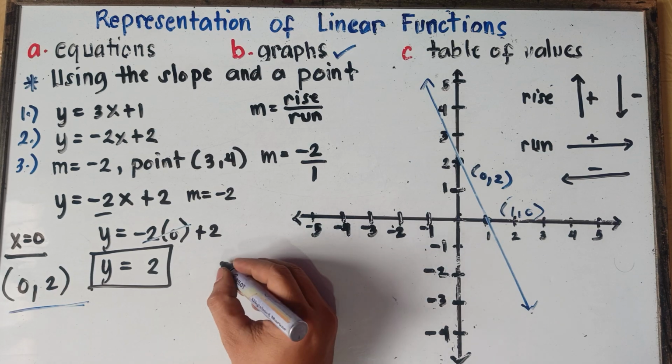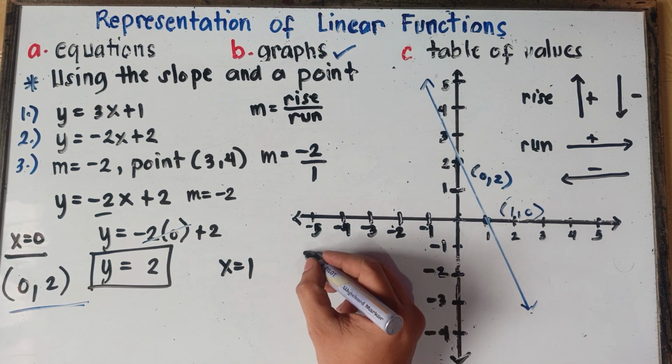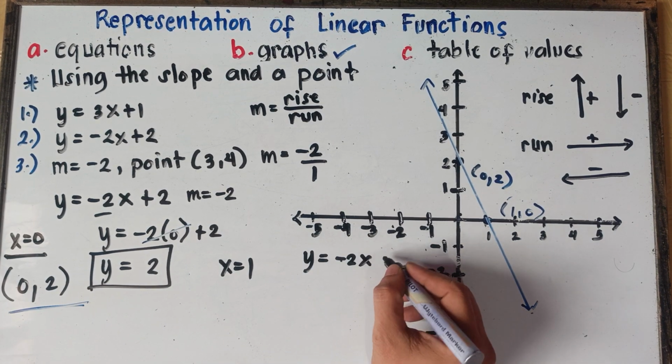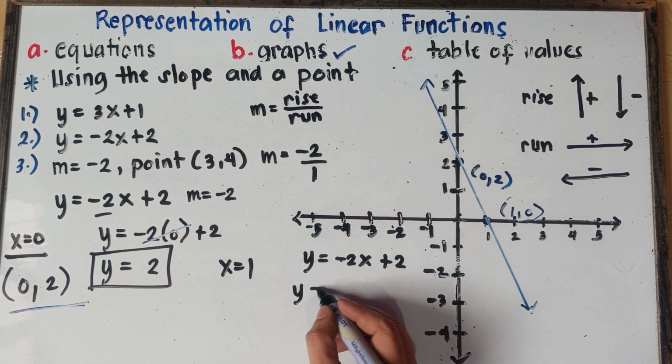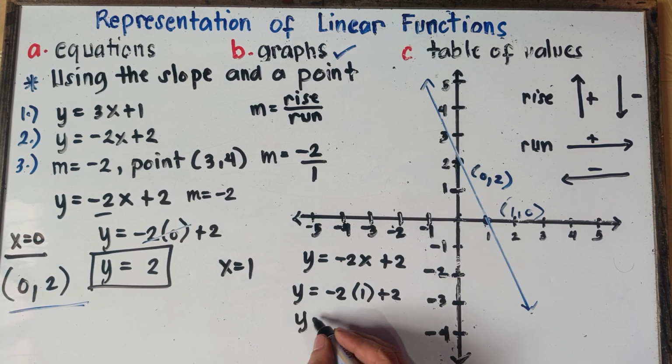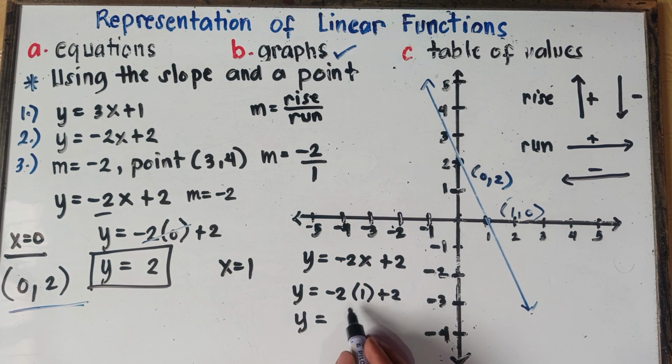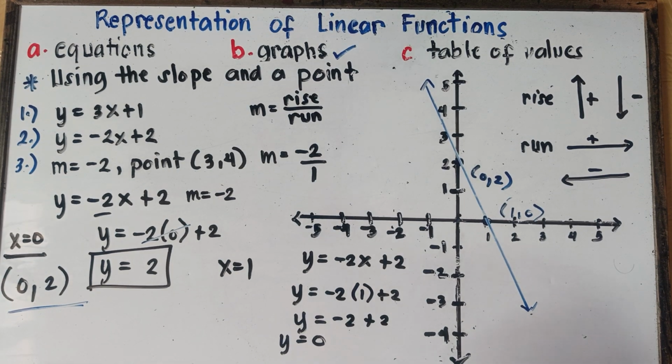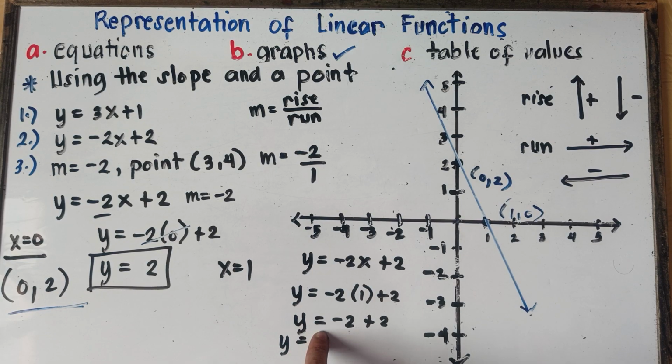What if I say x is equal to positive 1? So y equals negative 2x plus 2. So y equals negative 2 times 1, that would be negative 2 plus 2. So negative 2 plus 2, that would be 0, right? So therefore, if x is positive 1, y is equal to 0.